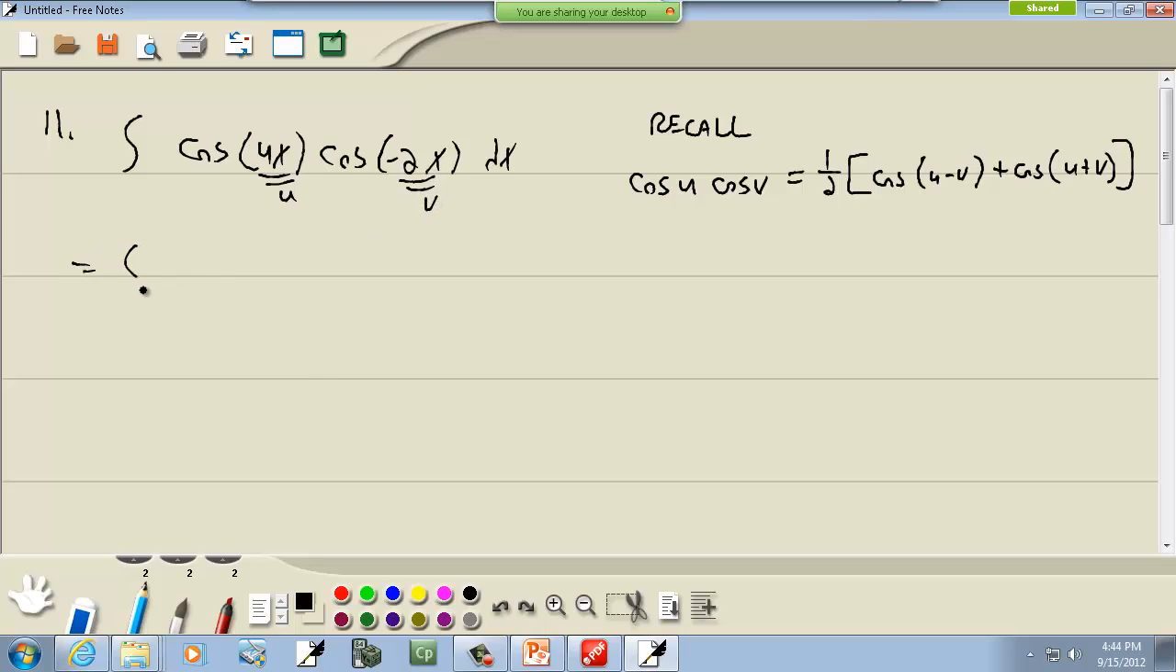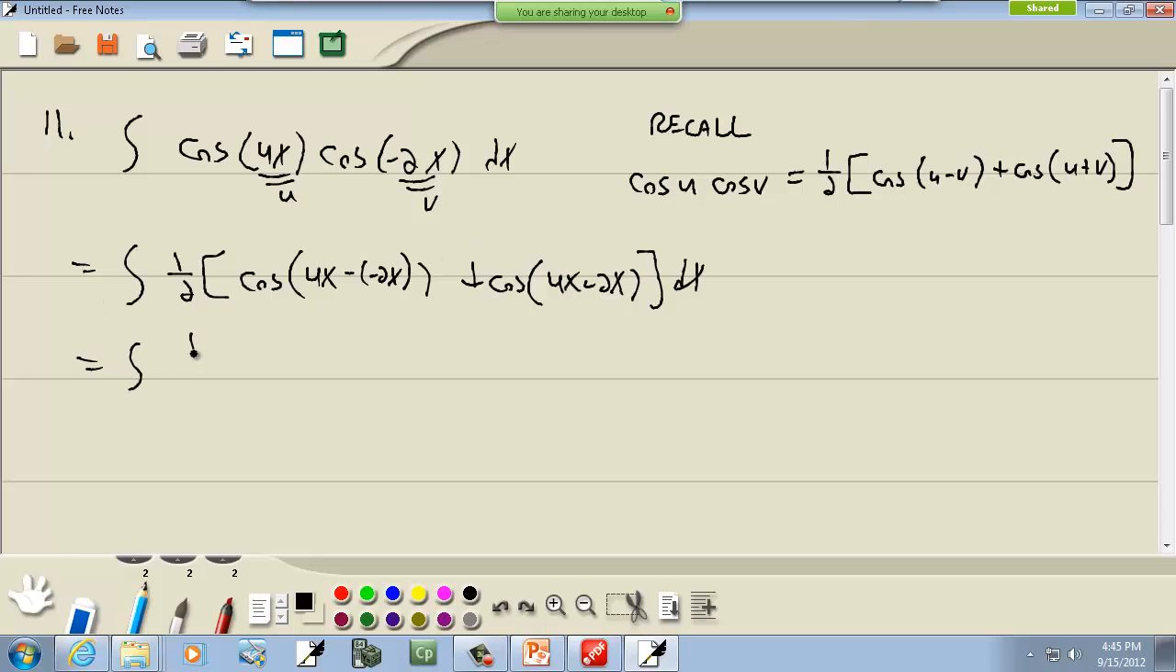So I can rewrite this integral as 1/2 cosine of u minus v. So 4x minus a negative 2x. And then plus cosine of u plus v. So I got 4x plus a negative 2x, or just 4x minus 2x dx.